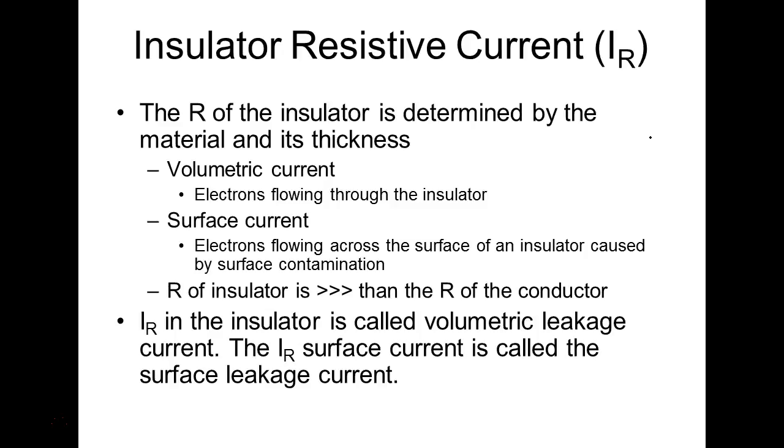Then we have what we call surface current. What's surface current, and what's it determined by? Contamination. Anytime we get any dirt or anything on the insulator, it's going to cause problems, right? The IR of the insulator is called the volumetric leakage current. The IR surface current is called the surface leakage current.